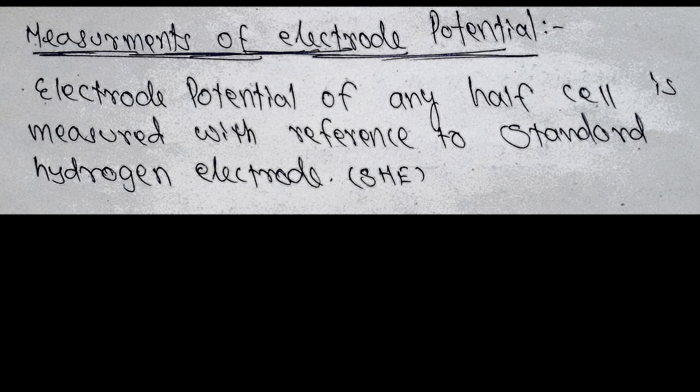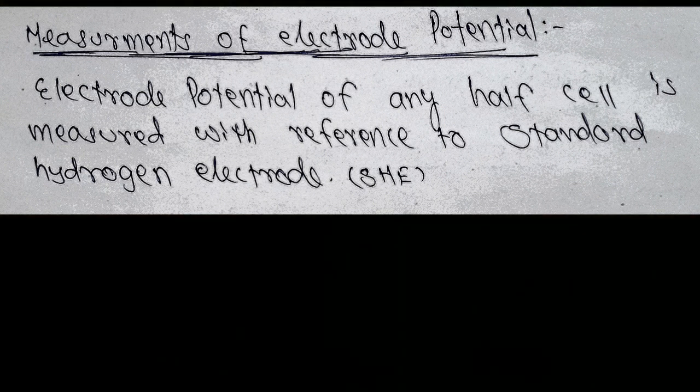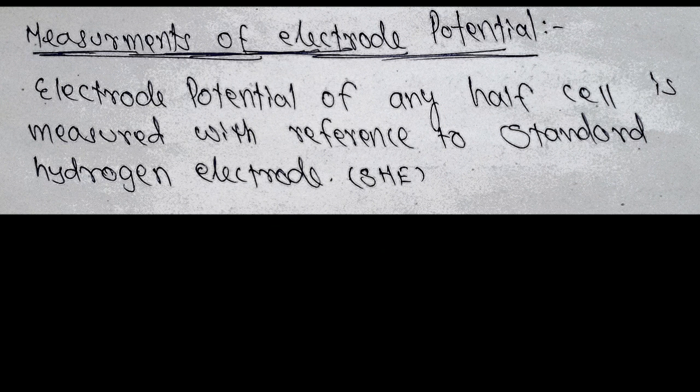Next, the standard hydrogen electrode. We already discussed the representation of a cell. A cell consists of two half cells. A half cell means one metal inserted into its own solution. For example, a zinc electrode inserted into zinc sulfate solution, or a copper electrode inserted into aqueous copper sulfate solution.